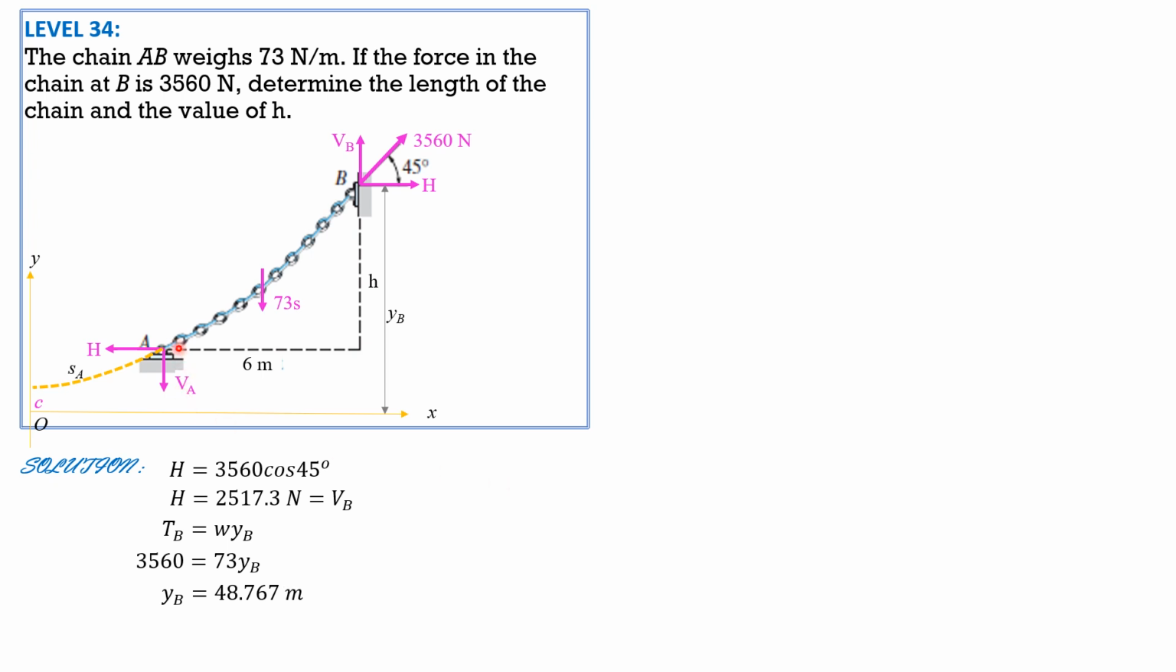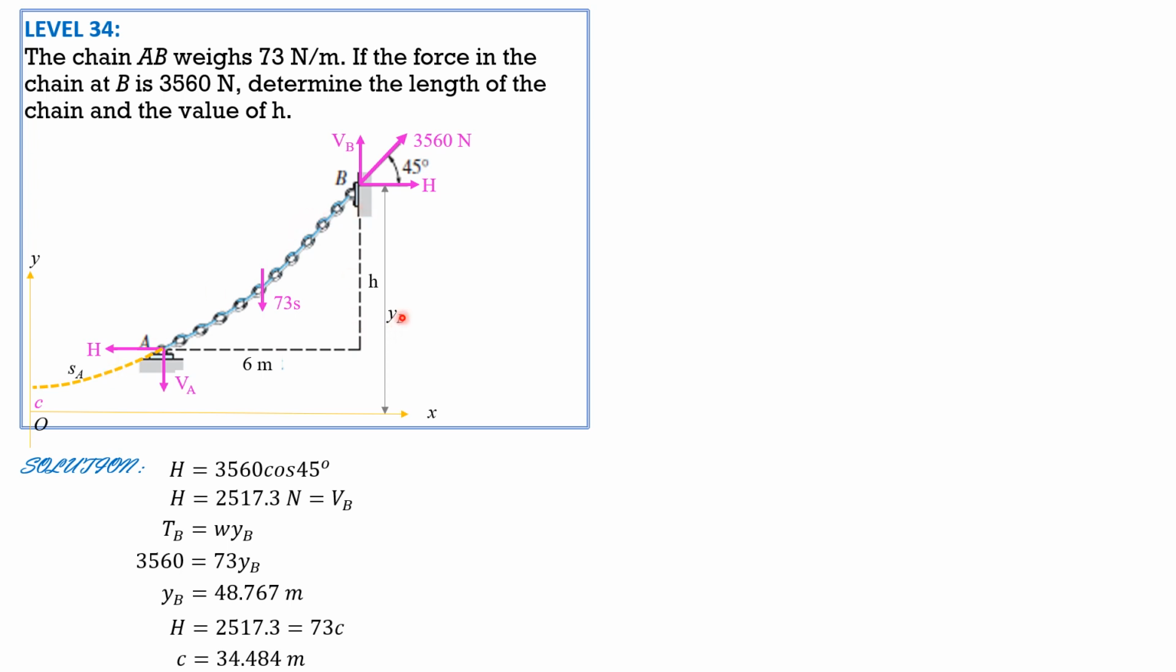To solve for YA, we need C. So from H equals WC, 2517.3 equals W times C. So C is equal to 34.484 meters. Then we can now solve for YA. YA is C cosine hyperbolic of XA over C.